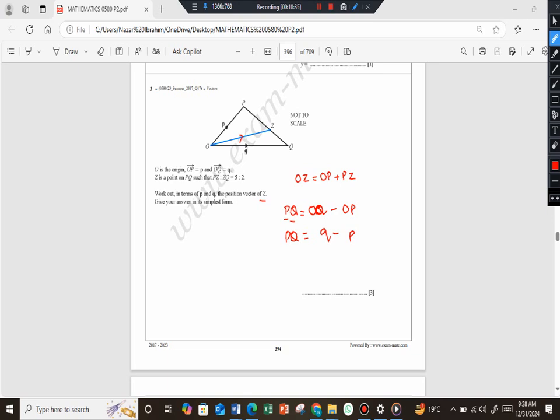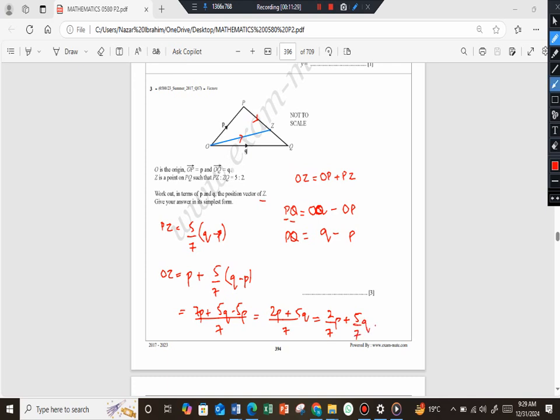Now first I want to know PZ, right? So PZ is equal to, using ratios, 5 is the ratio of PZ, total is 5 plus 2, 7, and PQ is Q minus P, so PZ is 5 upon 7 of Q minus P. Now OZ is equal to OP, which is P, plus PZ, 5 upon 7 (Q minus P). Taking LCM, this is 7P plus 5Q minus 5P, and 7P minus 5P is 2P, so it's 2P plus 5Q upon 7, which is equal to 2 upon 7 P plus 5 upon 7 Q. Right? Clear? Okay, let's move further.